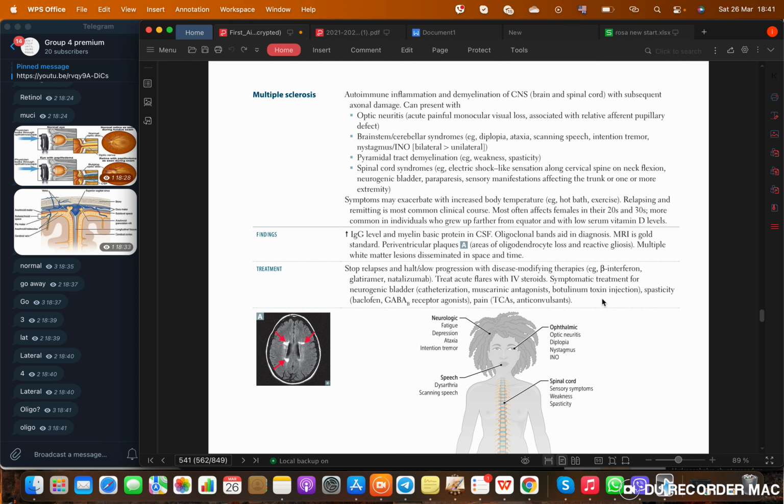It can present with optic neuritis. Why optic neuritis? Because the optic nerve is considered a CNS portion, not a PNS portion. So the patient will have an acute, painful monocular visual loss due to the demyelination of the optic nerve. And it's associated with a relative afferent pupillary defect, which means that if you put a light inside of the patient's eye, the eye will be unresponsive sometimes. Speak more about that.